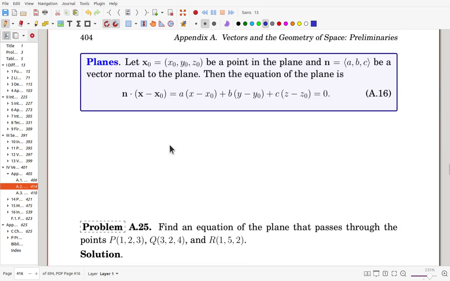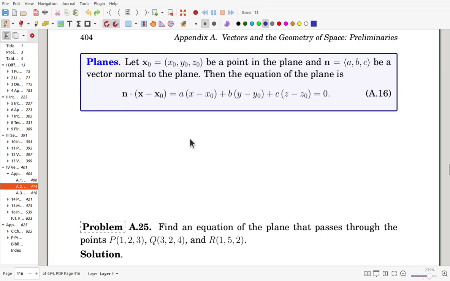Now we'll try to build equations of planes. x0 is a point on the plane, so x0, y0, z0, and n is a normal vector to the plane. Then we can get the equation in this way. Geometrically, we can explain in this way.